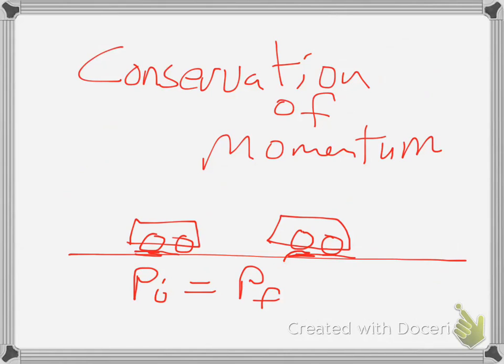So what does this mean? That the initial momentum is equal to the final momentum in a closed system. So it means that you never lose any. So if you have a very simple case, we're going to use those carts again.